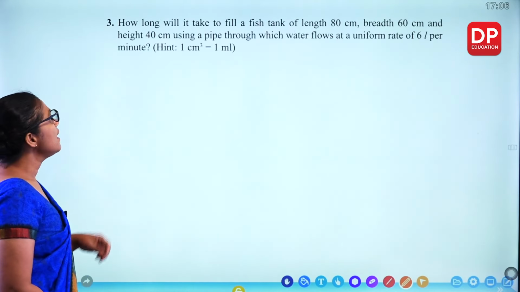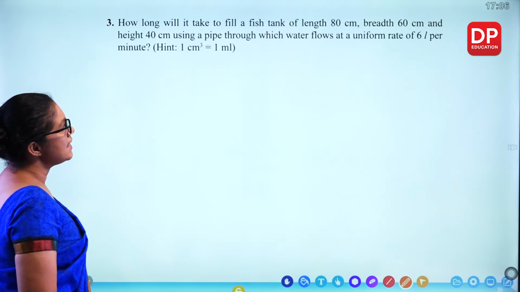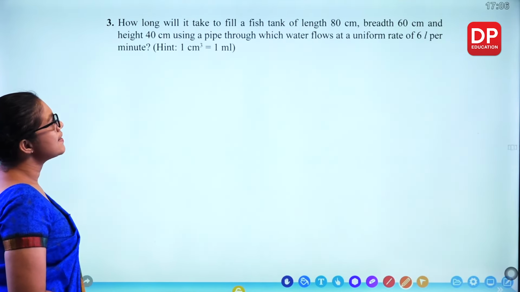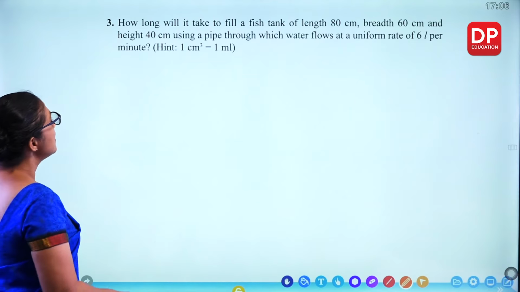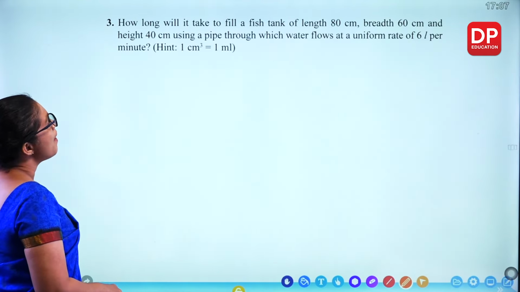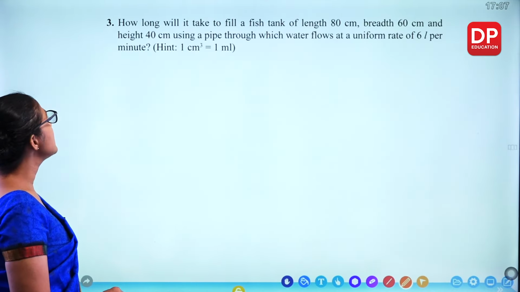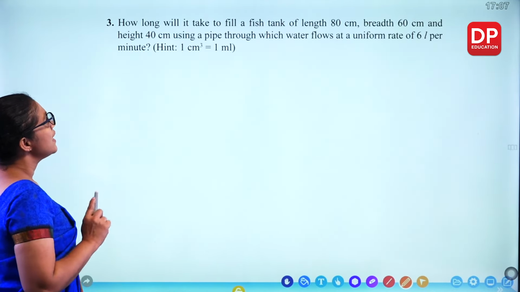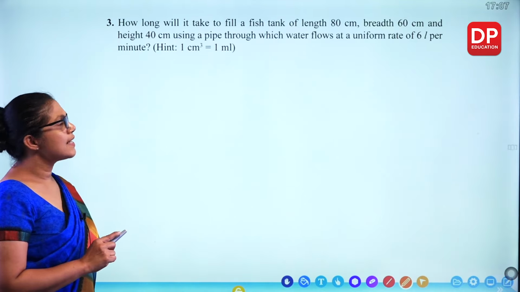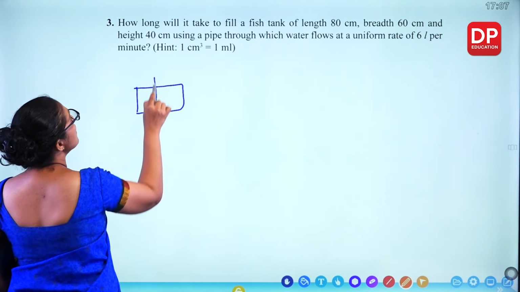Question number 3. How long will it take to fill a fish tank of length 80 centimeters, breadth 60 centimeters and height 40 centimeters using a pipe through which water flows at a uniform rate of 6 liters per minute? Hint is given, 1 cubic centimeter is 1 milliliter. So this is a cuboid shaped tank.